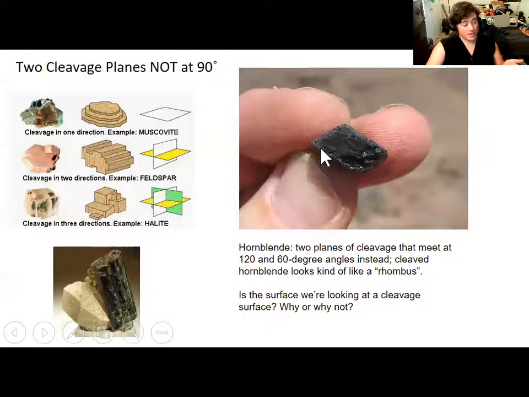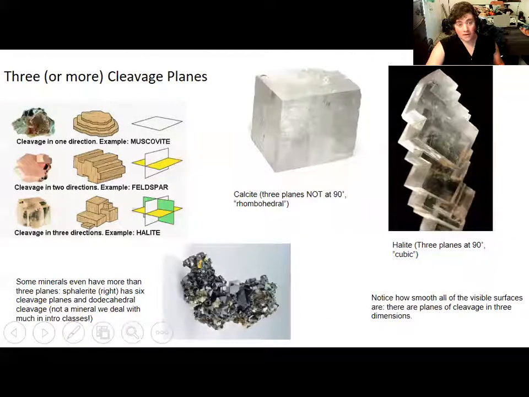So sometimes 2 cleavage planes meet at a not boxy angle, and you can sometimes have 3 or more cleavage planes, and they may meet at 90-degree angles to form more of a cubic shape, or they might make more of a rhombus. So the difference between this mineral, calcite, and the minerals you were looking at earlier is that you only see smooth surfaces here.